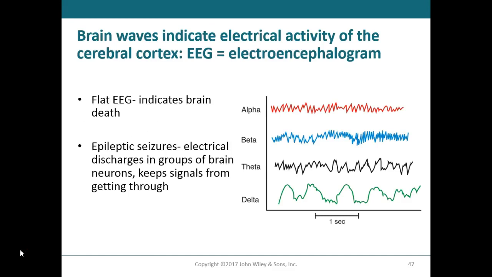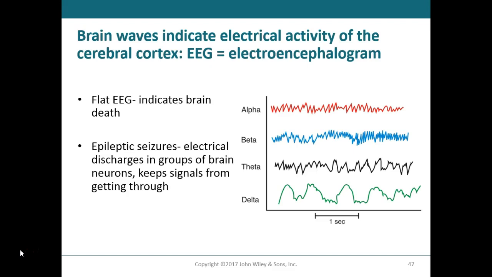Brain waves indicate electrical activity in the cerebral cortex. Brain waves are generated by the neurons close to the brain surface, of course, and we know that's the cortex, and can be detected by sensors called electrodes that are placed on the forehead and the scalp. A record of these brain waves is called an electroencephalogram, or for short, EEG.